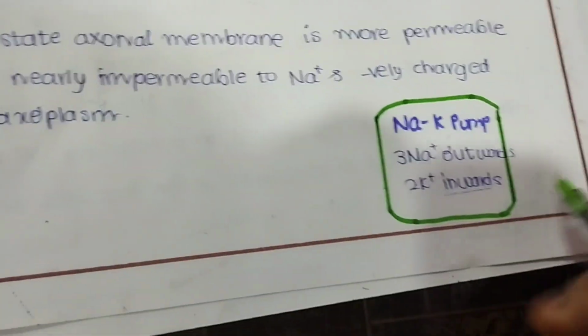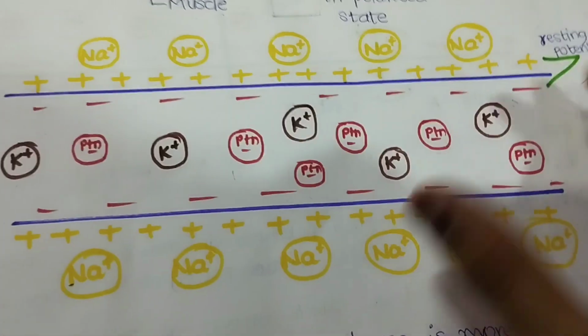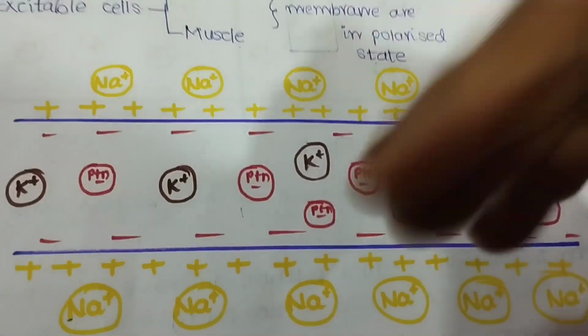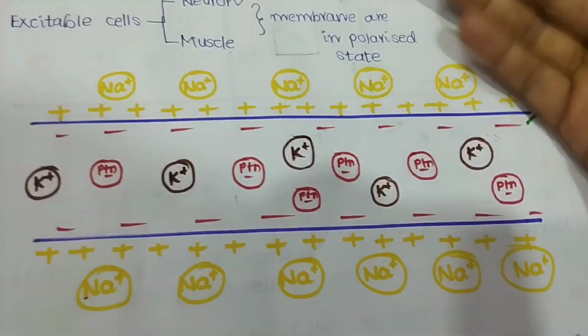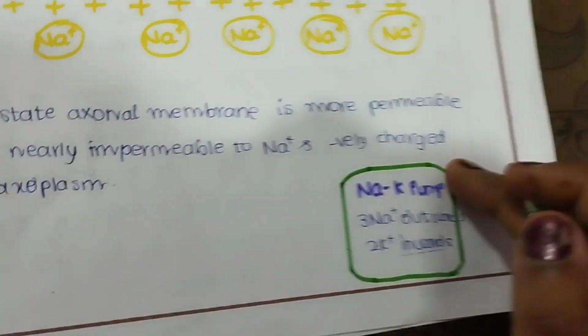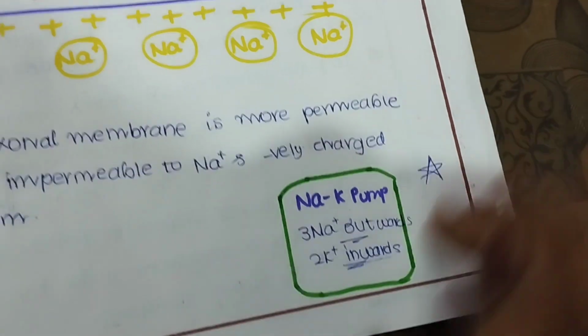If we see it as a net, it is exporting one positive charge outside. Already there is a negative charge inside, and it is exporting one positive charge outside, so there will be more negative charge inside and more positive charge outside. So polarity is maintained by the sodium potassium pump also. This is important: 3 Na plus outward and 2 K plus inwards. This is important, remember this. Okay.